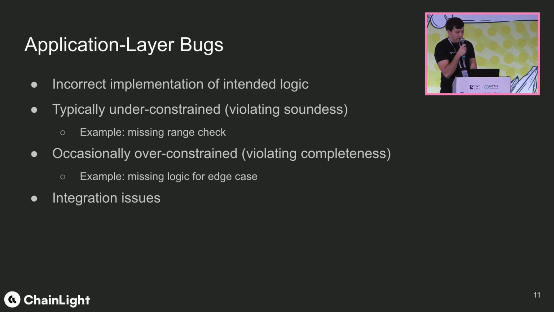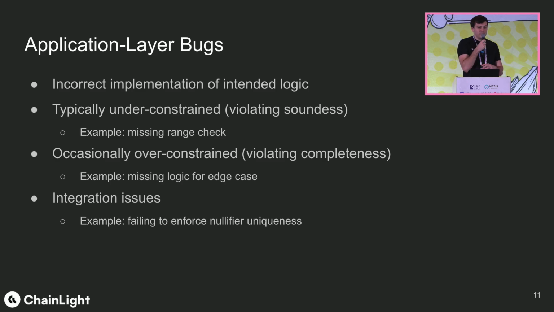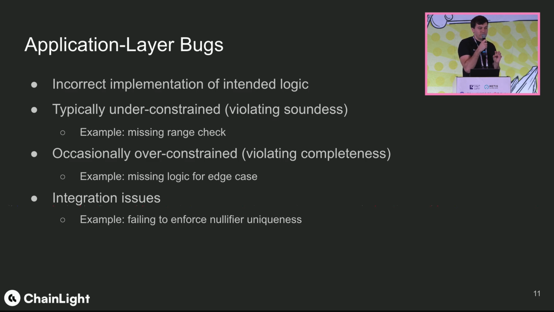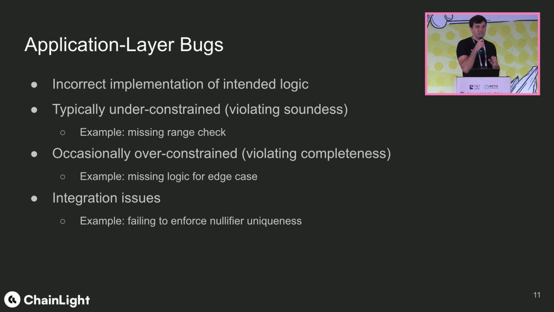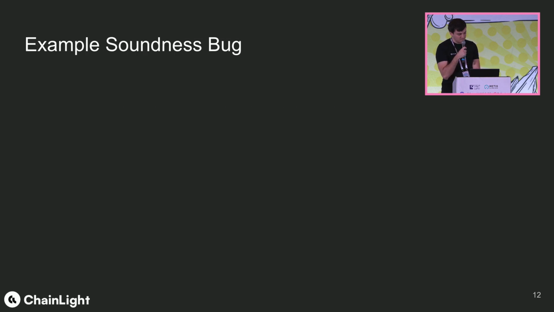And another category is integration issues. This is where even if the zero-knowledge proof itself is correct, it requires you to write your application in a certain way. An example is in systems like Tornado Cash, there's a value called the nullifier, which essentially proves that you have made a deposit. The proof system itself doesn't check that you only use this nullifier once. That's up to your application code, the thing wrapping the zero-knowledge proof system, to check that this value is only used once. And there are many ways for that to go wrong as well.